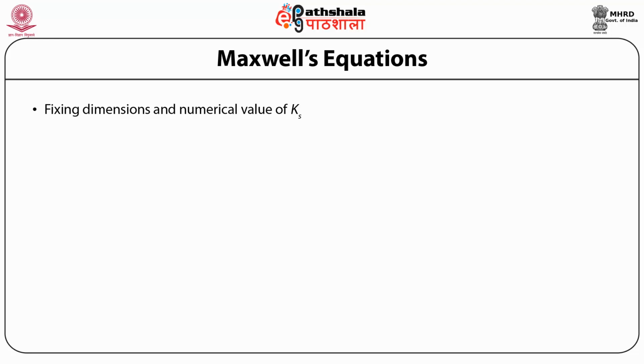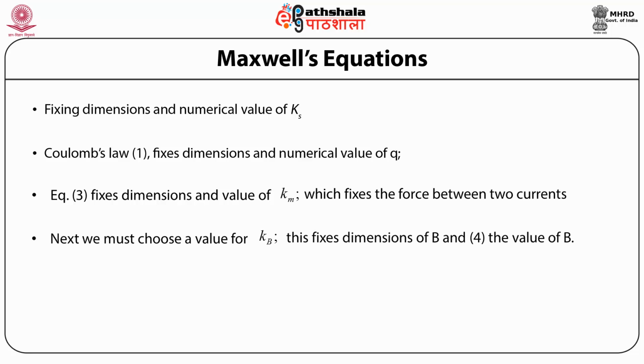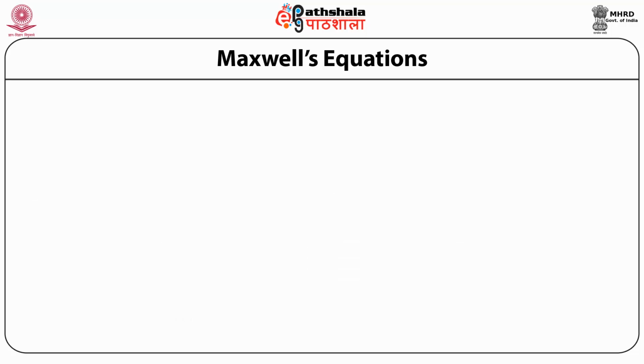Now fixing the dimension and numerical value of Ke, Coulomb's law fixes the dimension and numerical values of Q. Equation 3 fixes the dimension and value of Km, which fixes the force between the two currents. Next we choose a value for Kb. This fixes the dimension of B, and from equation 4 the value of B can be obtained. Now let us study Maxwell's equations.